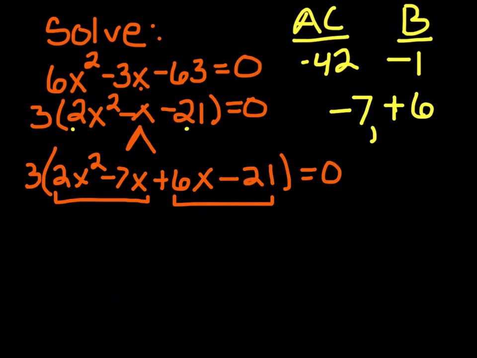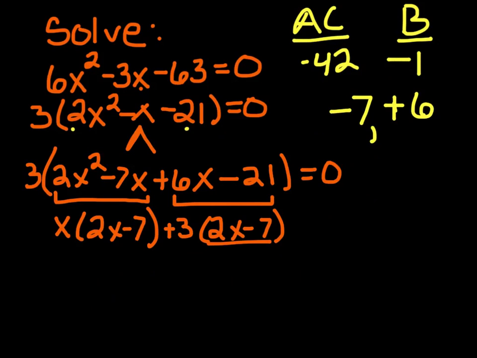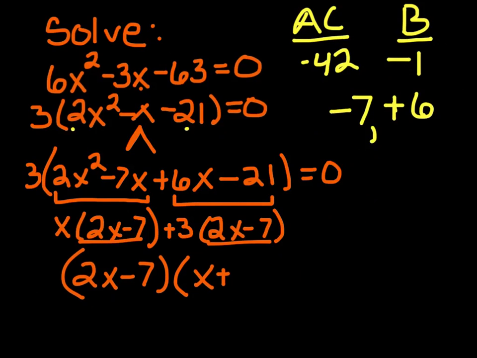So 2x squared minus 7x, the only thing those two have in common is an x. And then we've got 2x minus 7 left. And then plus 6x minus 21, those both have a 3 in common, a positive 3. And if we factor out the positive 3, we have 2x minus 7 left. These match as they are supposed to, so that's one of your factors, 2x minus 7. The other factor is what's left over, x plus 3.